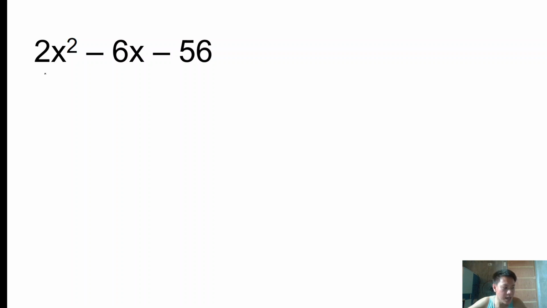Okay, so ang gagawin natin, ay tingnan muna natin kung meron silang greatest common factor. As you can see, 2 may common sa kanila. Lahat sila is divisible by 2. 2, 6, and 56 are all divisible by 2. So, pwede natin kunin yung kanilang greatest common factor, which is 2.